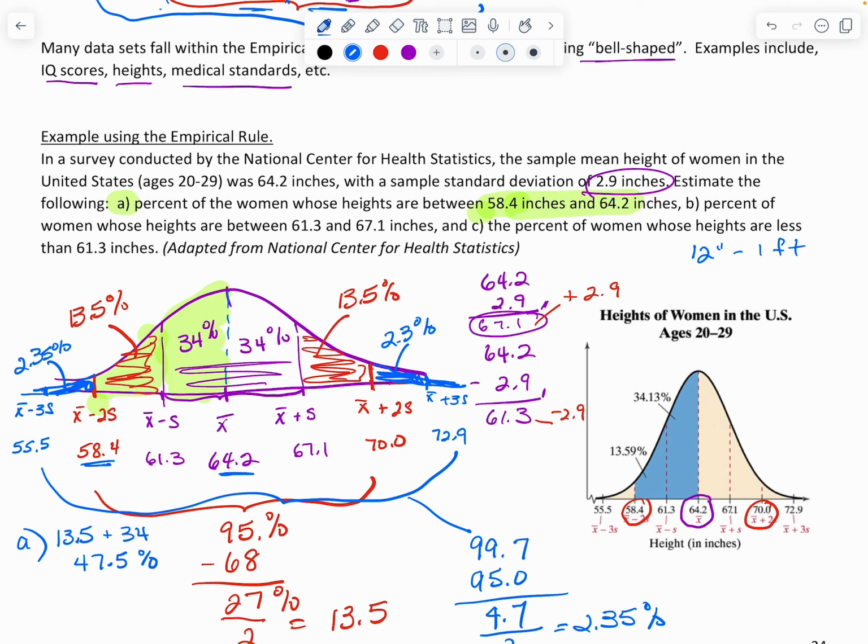So 58 minus 10, so roughly 58.4 inches is roughly 4 feet, 10.4 inches.